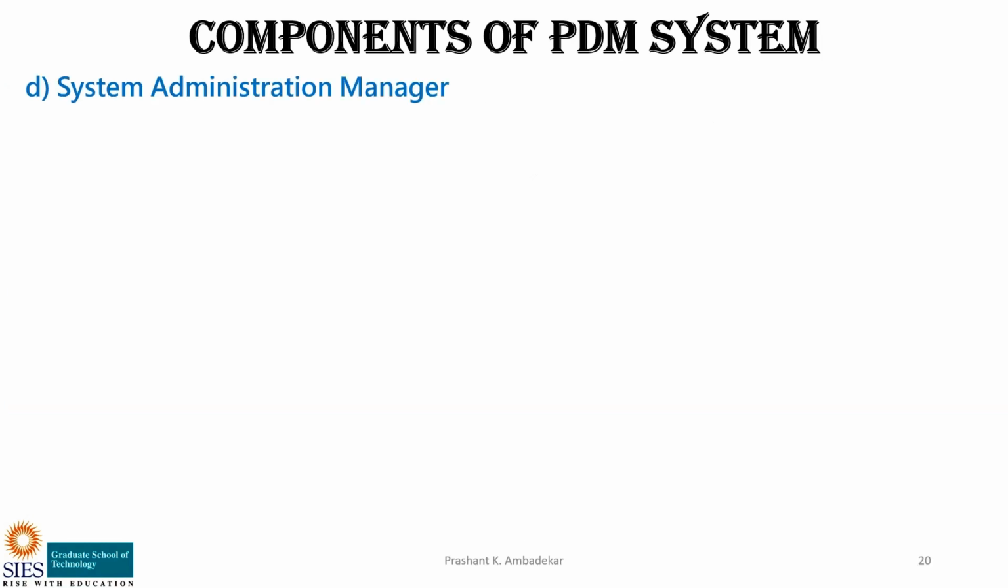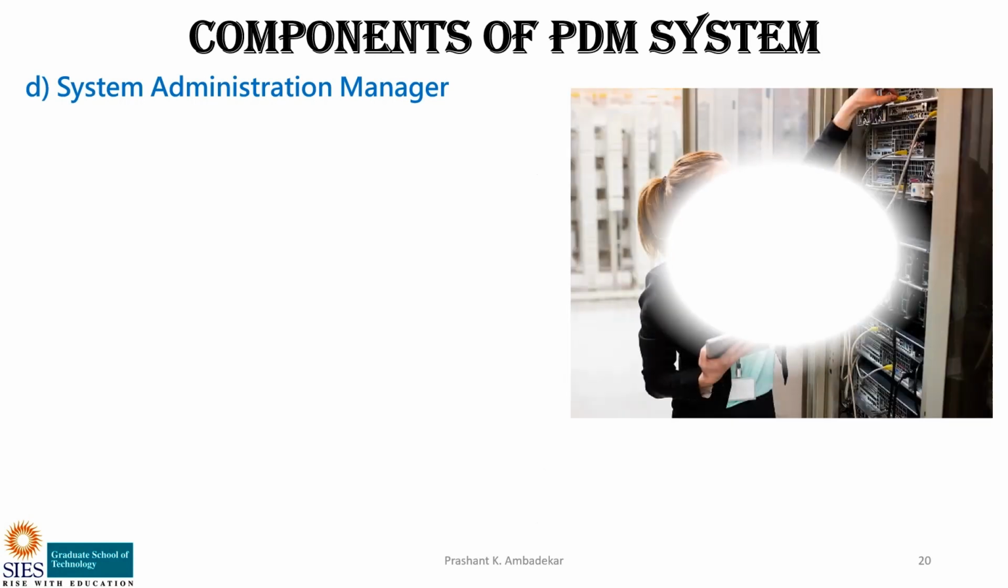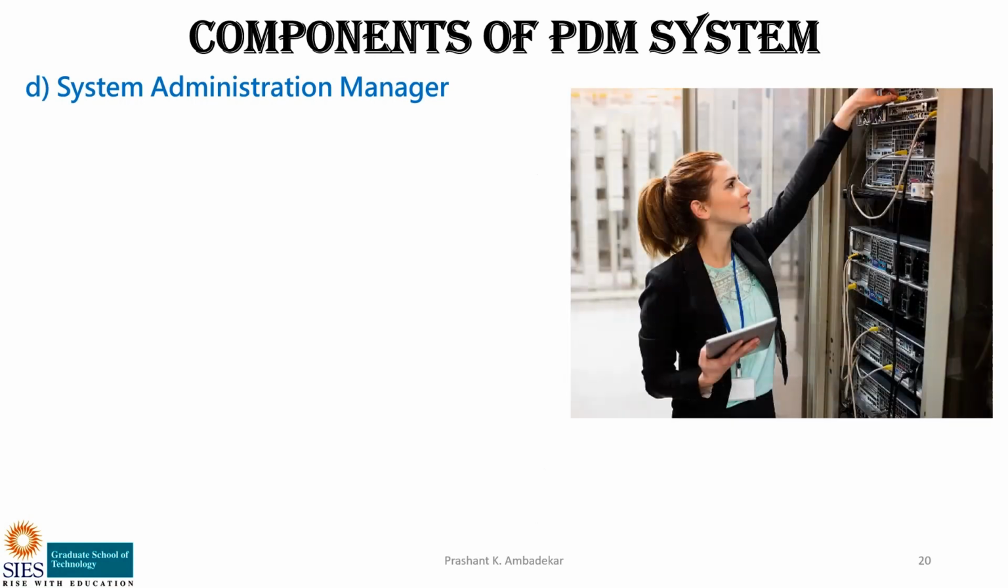Then the next component of the PDM system is the system administration manager. Now, the system administration manager is the officer in charge of the vault or warehouse. The system administration manager is the component of the PDM system that allows the initial configuration and environment of the system to be described. It will set up the entire software, the entire structure, the user interface for all the users.